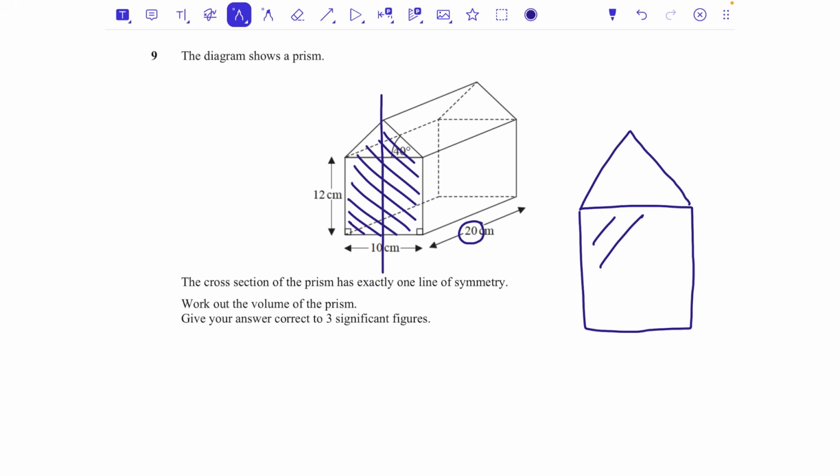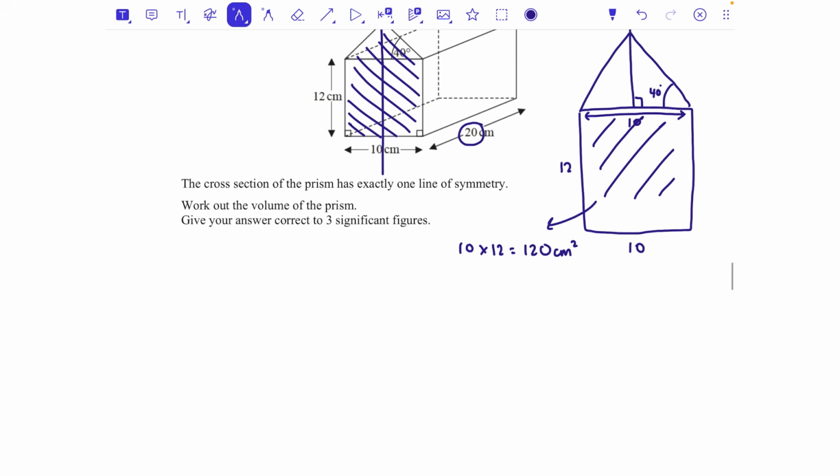Now the area of the rectangle isn't too bad. We've just got to do 10, which is the base, times 12, which is the height. So 10 times 12 is 120 centimetres squared. That would be the area of that bit. Now to work out the area of the triangle, we need to do base times height divided by 2. I know the base is 10, but I don't know what the height is, but I do know that this is 40 degrees. Now the fact that they've told me there's a line of symmetry is a good clue that we're going to need to split this into a triangle.